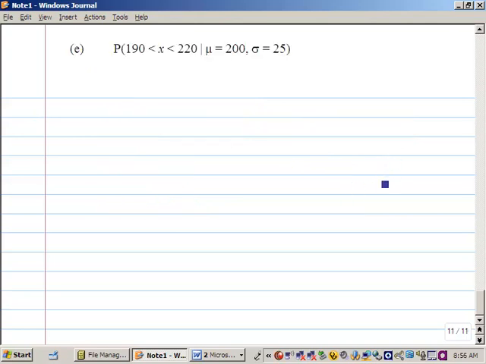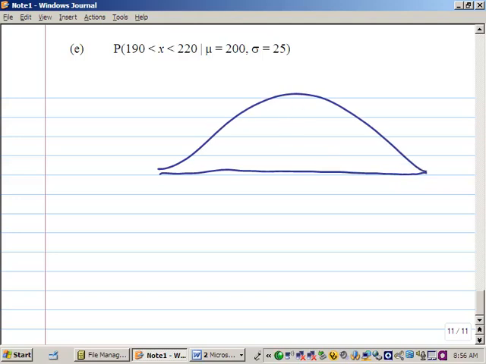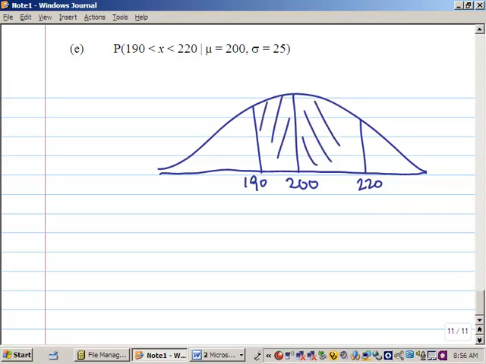Okay, this will be the last example like this I'll look at before we go into percentiles. Alright, again we have two limits. Draw your diagram so you get a handle on it. Mean 200, 190 is the lower limit, below 200, 220 the upper limit, above the mean. So we have an area that goes on either side of the mean. So our first z value is going to be negative, second one is going to be positive.